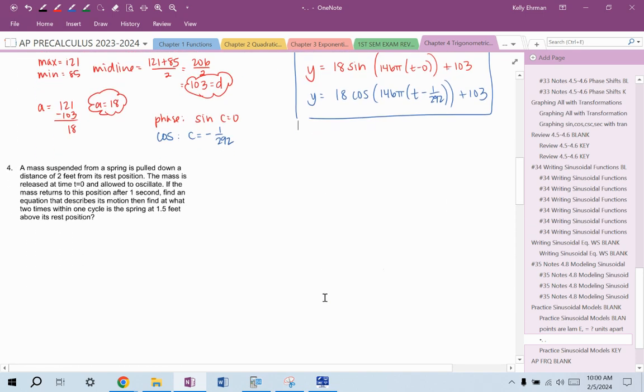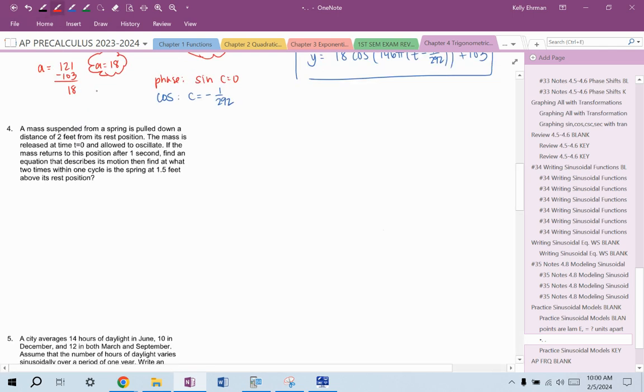For number 4, we had a spring like this in our notes, but now we have to provide the graph. So a mass is suspended from a spring. A mass is pulled down a distance 2 feet from its rest position. So the mass is released at time 0 and allowed to oscillate. So let's just start here. Here's midline. Mass is pulled 2 feet below its midline at time equals 0, and then it's let go. So it's going to hit midline, back up, midline, back down.